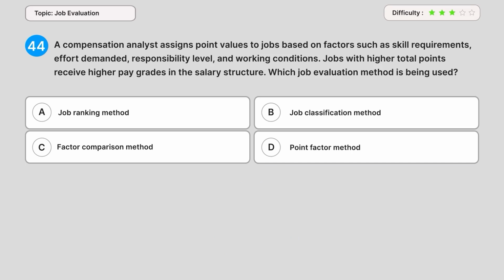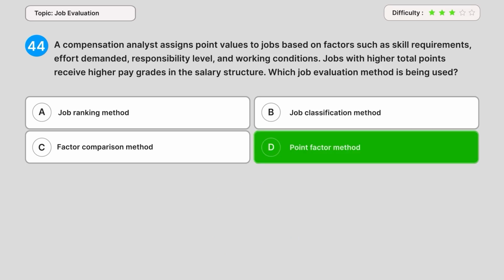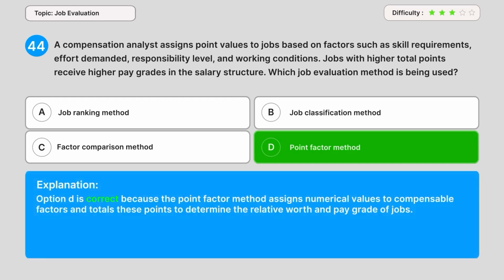Correct answer, D. Point factor method. Explanation: option D is correct because the point factor method assigns numerical values to compensable factors and totals these points to determine the relative worth and pay grade of jobs.